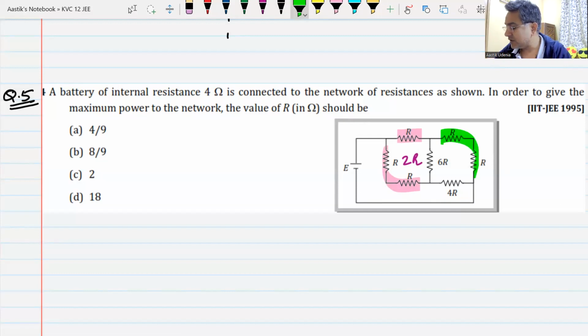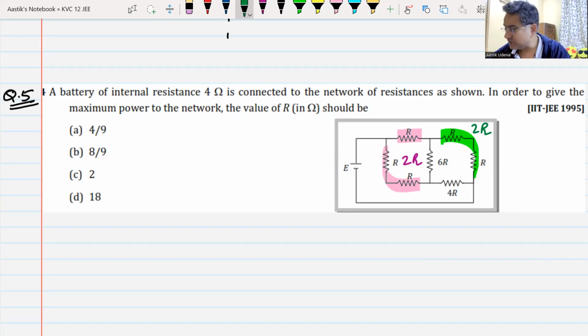This 2R and 2R are in series. This R and R are in series. It becomes Option C, sir. Now R, 2R, R, 4R.